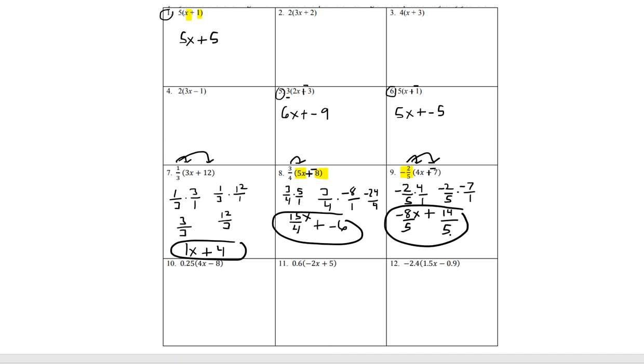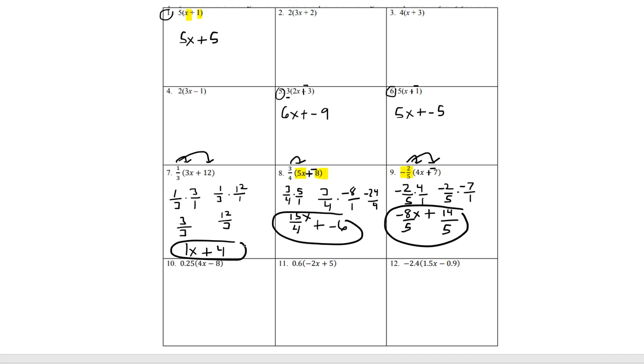And remember, on all of these, we can't simplify any further because we have a term that has a variable with a term that doesn't. And you can't combine terms unless they have the exact same variable or they are both constants.